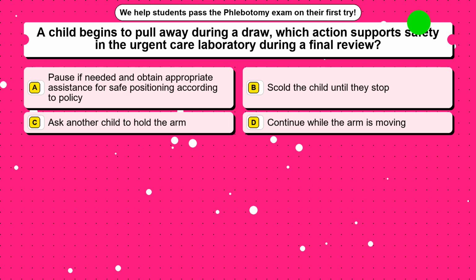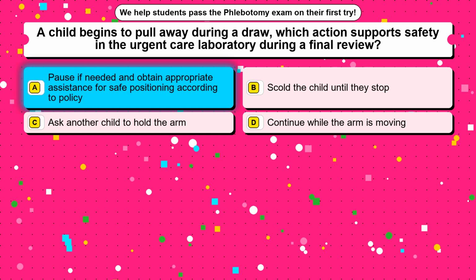Question 69. A child begins to pull away during a draw. Which action supports safety in the urgent care laboratory during a final review? Option A. Pause if needed and obtain appropriate assistance for safe positioning according to policy. Option B. Scold the child until they stop. Option C. Ask another child to hold the arm. Option D. Continue while the arm is moving.